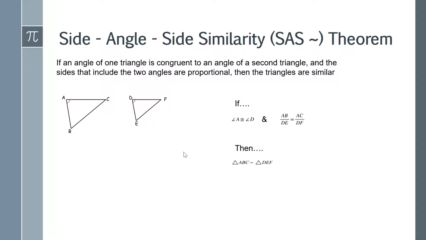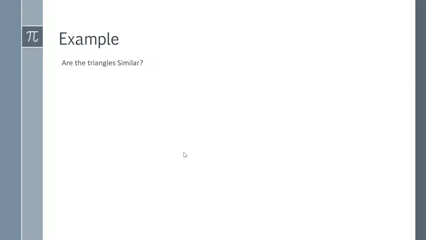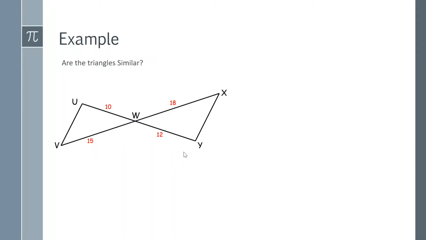Let's look at how we apply this. So here's an example. So here is our picture. We've got two triangles that are side by side, sharing a vertex right here at W.